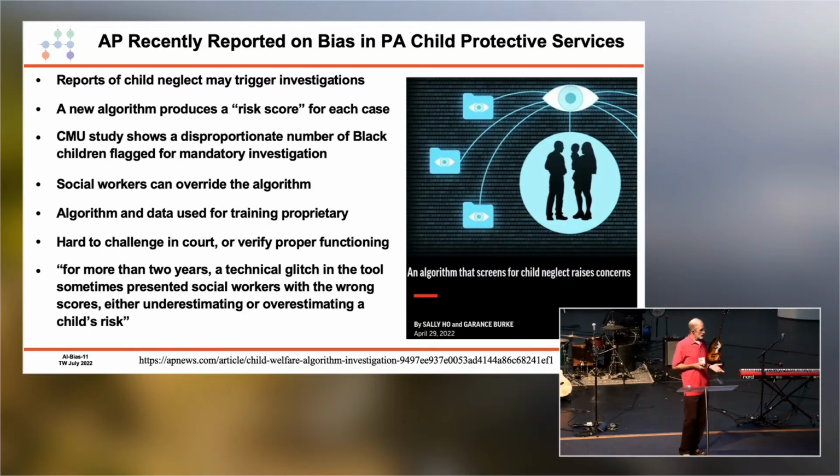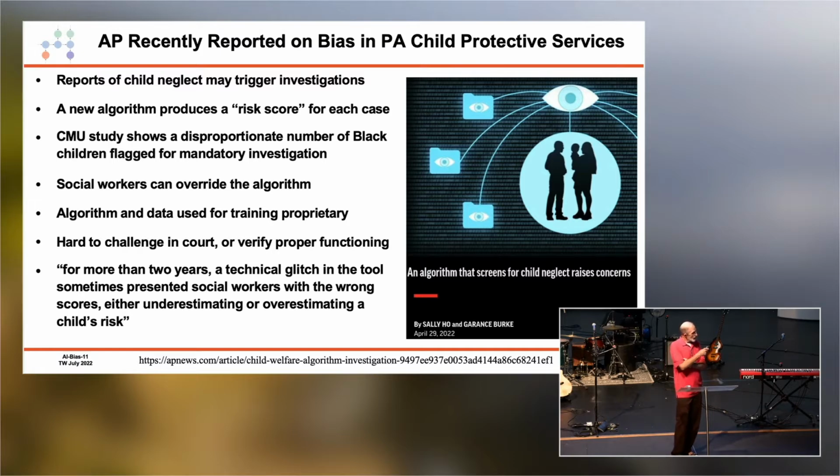Now, here's the case. The Associated Press recently reported on bias in Pennsylvania Child Protective Services. There's a link there at the bottom, interesting article. Reports of child neglect trigger investigations. So they had a new algorithm which would give a risk score for whether those investigations should happen or not. A Carnegie Mellon University study showed a disproportionate number of black children were flagged for these investigations, which of course greatly increases the risk you're going to remove the child from the home. Now, social workers can override the algorithm, which they very often did.